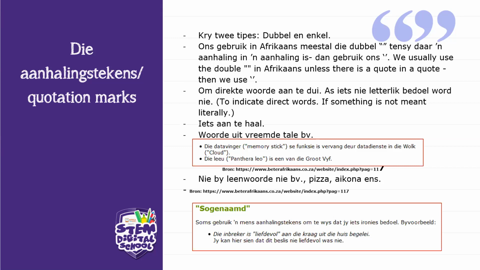And then look at this example here, what I've said here, sogenaamd. Soms gebruik 'n mens aanhalingstekens om te wys dat iets ironies is. So sometimes I can also use the quotation marks to show that something is ironic. For instance, die inbreker is liefdevol aan die krag uit die huis begelei.